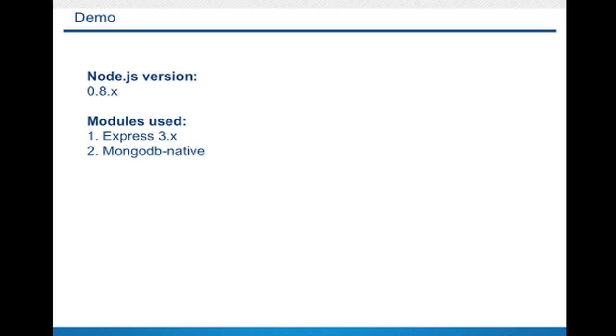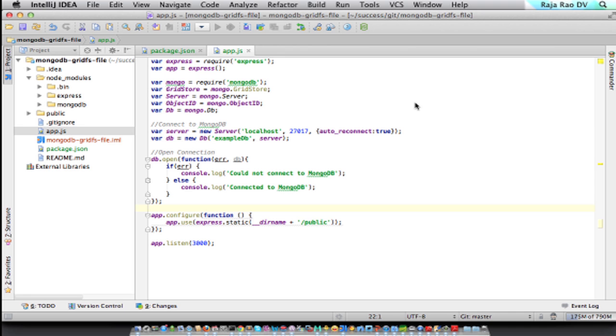Just so you know, I'm using Node 0.8, and also I'll be using the Express 3.x module and the MongoDB native module. Okay, I'm going to start with a boilerplate app. Here I have imported Express and also MongoDB, and this code connects to MongoDB. After that, I'm opening the connection and my app is listening on port 3000.